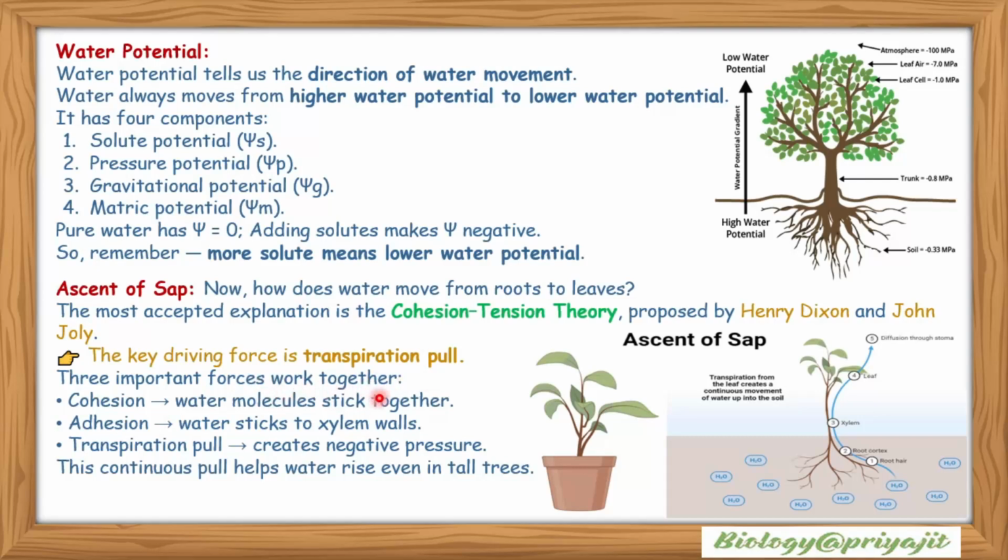Three important forces work together during the process of ascent of sap. First one is cohesion: the water molecules stick together. Then adhesion: water sticks to xylem walls. And then transpiration pull, which creates a negative pressure. This continuous pull helps water rise in tall trees.